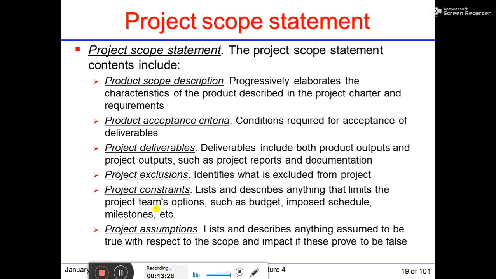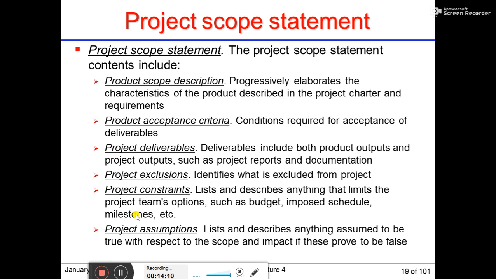The project scope statement contents include, first, product scope description, which progressively elaborates the characteristics of the product described in the project charter and requirements. Second is product acceptance criteria, the conditions required for acceptance of deliverables. Third is project deliverables. Deliverables include both product outputs and project outputs, such as project reports and documentation. Fourth is project exclusions, which identify what is excluded from the project.